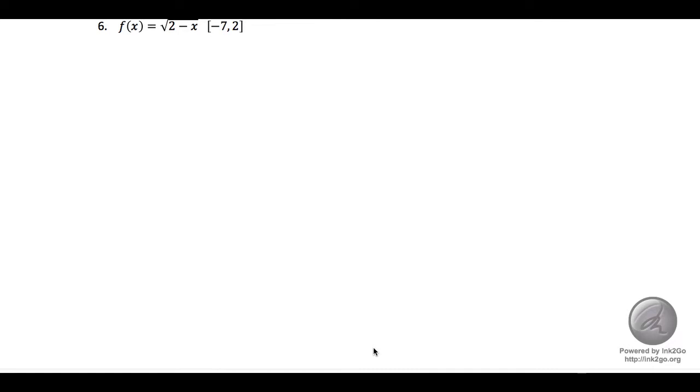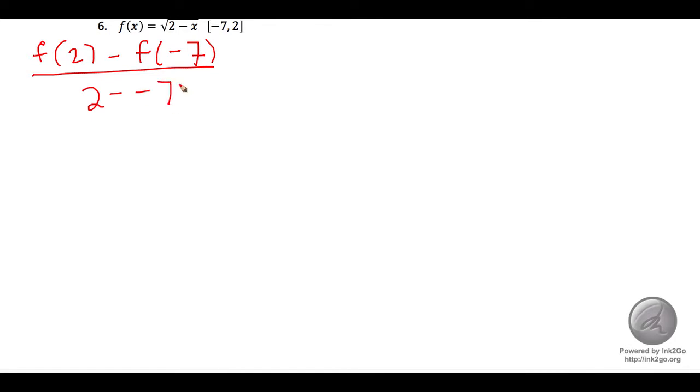Alright, so let us look at another example here, this time with the square root function. What we want to do first is figure out the average rate of change. The average rate of change, once again, is on the interval from -7 to +2. So the average rate of change would be f of 2 minus f of -7, all divided by 2 minus -7. All we're doing here is calculating the slope of the secant line.